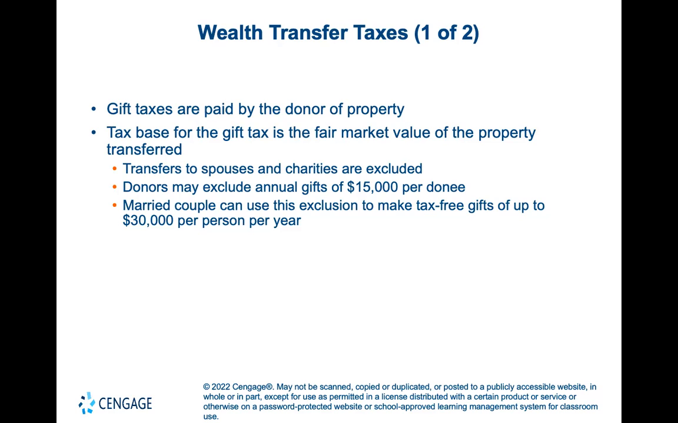Donors may exclude annual gifts of $15,000 per donee. So if your parents or someone else were to give you money, it'd be $15,000 or less. A married couple can use this exclusion to make tax-free gifts of up to $30,000 per person per year.